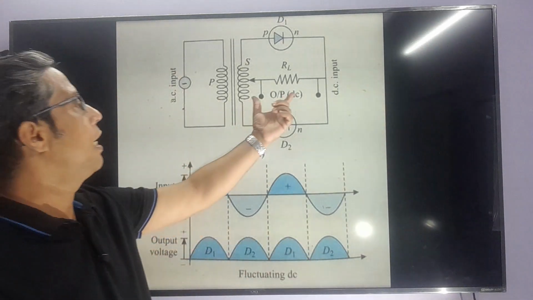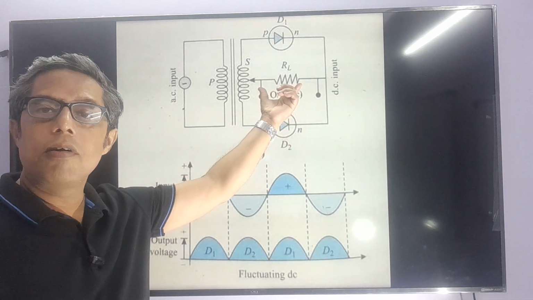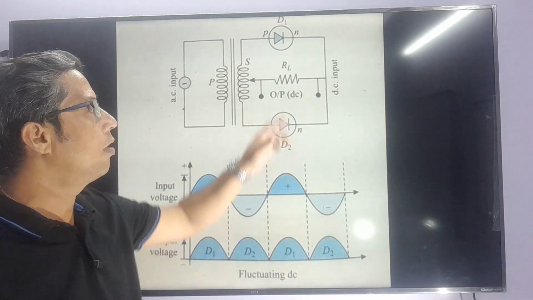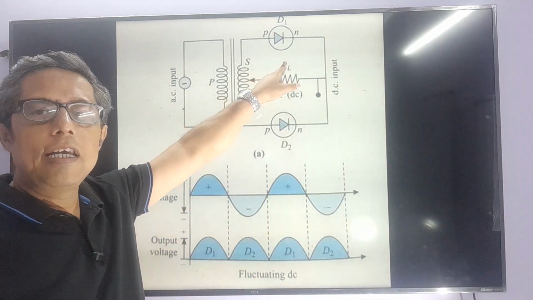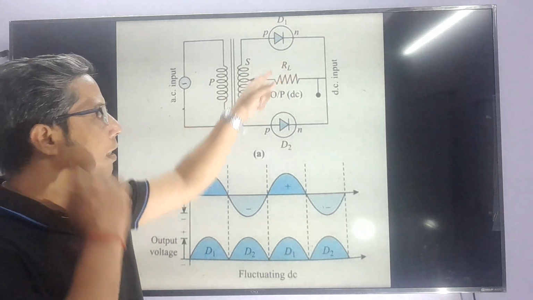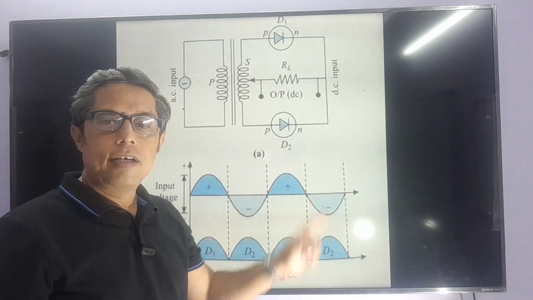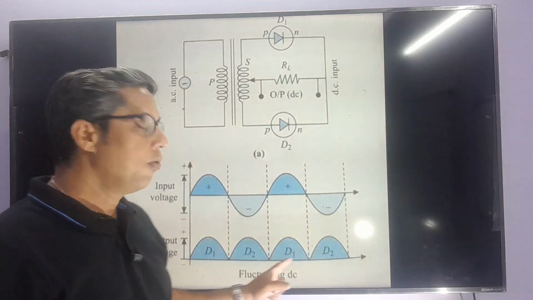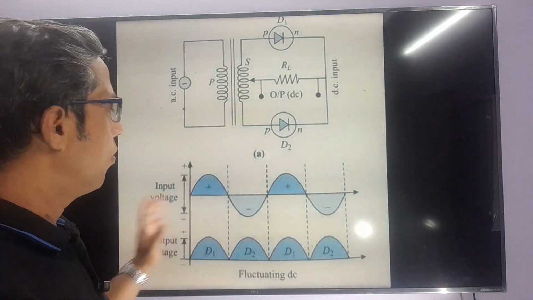And each time we are getting the DC output across this load, the same load we are using for the two cycles. So in the first half, diode D1 is under forward bias. In the second half, diode D2 is in forward bias. Due to this, we are getting full wave rectification.